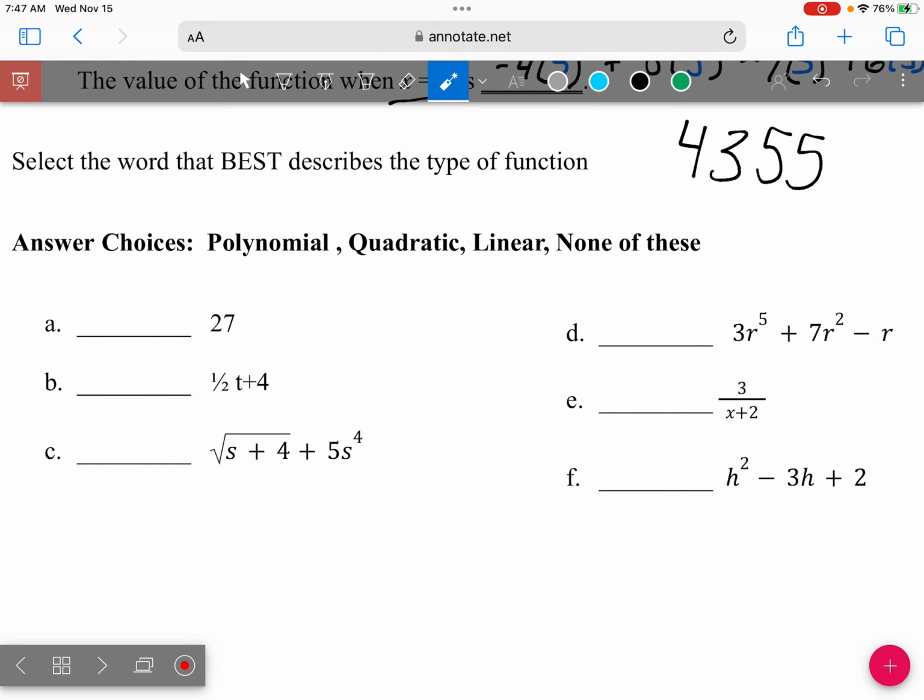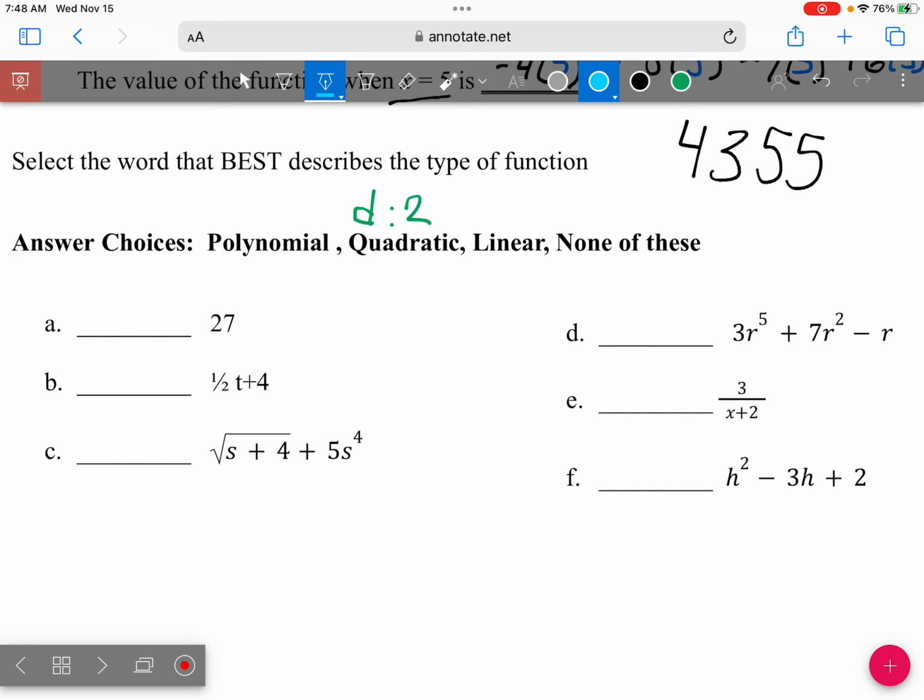So polynomials means we're looking at our exponents. Our exponents need to be positive, and they need to be whole numbers. No fractions, no decimals, no weird things going on. Quadratics are polynomials, but they're more specific. Quadratics have a degree of 2. They must have a degree of 2.